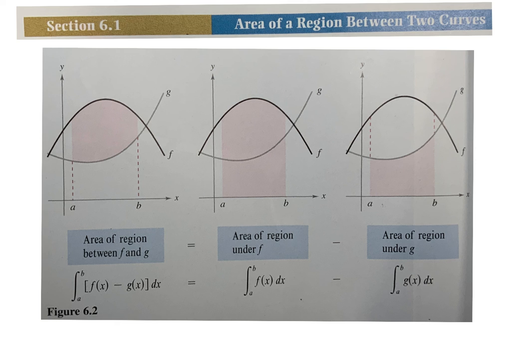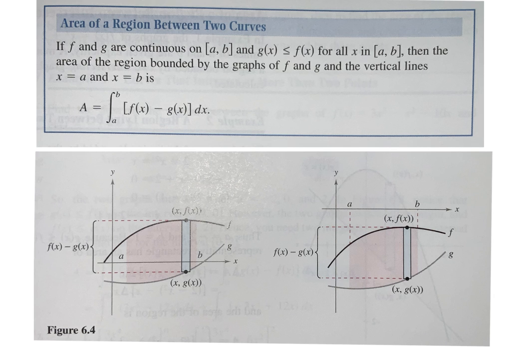And that's actually the formula. If you look at the top of page 413, you get this little formula here. If f and g are continuous on [a, b] and g of x is less than or equal to f of x for all x in [a, b], then the area of the region bounded by the graphs of f and g and the vertical lines x equals a and x equals b is the integral from a to b of f of x minus g of x dx.